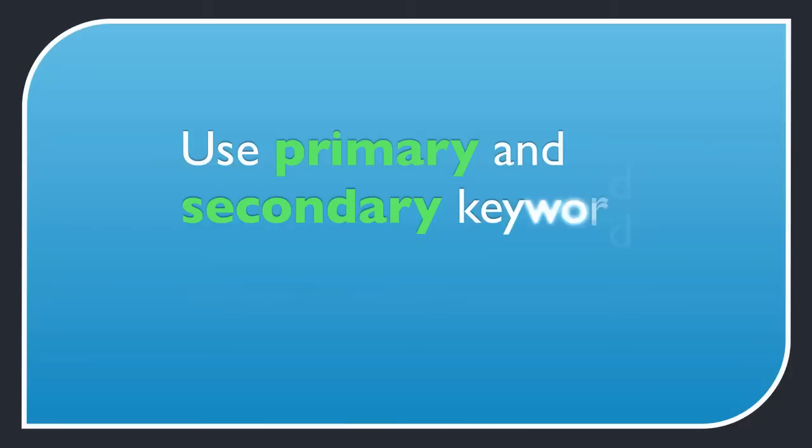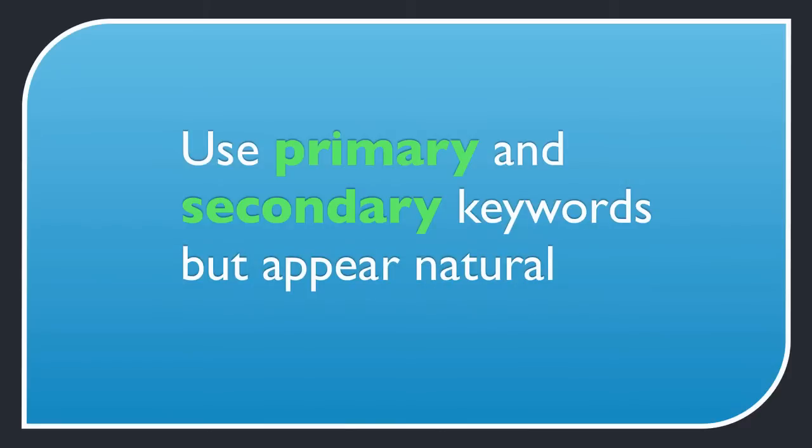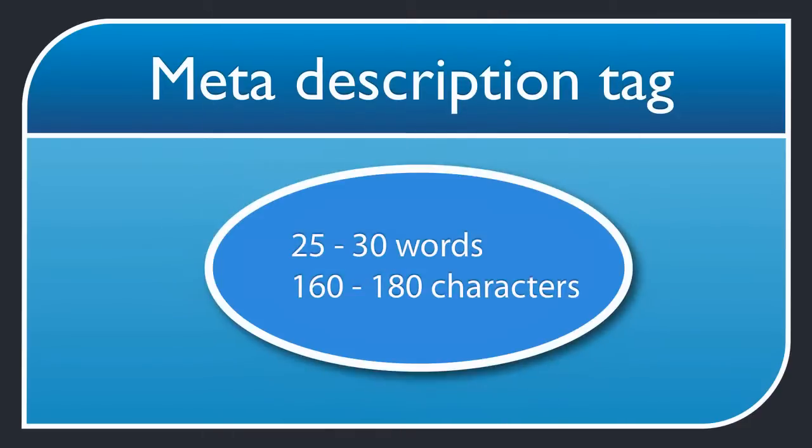So use your primary keywords in the description, working in 1 or 2 secondary keywords if you can, but above all, appear natural. Length should be 25 to 30 words and about 160 to 180 characters total, including spaces.